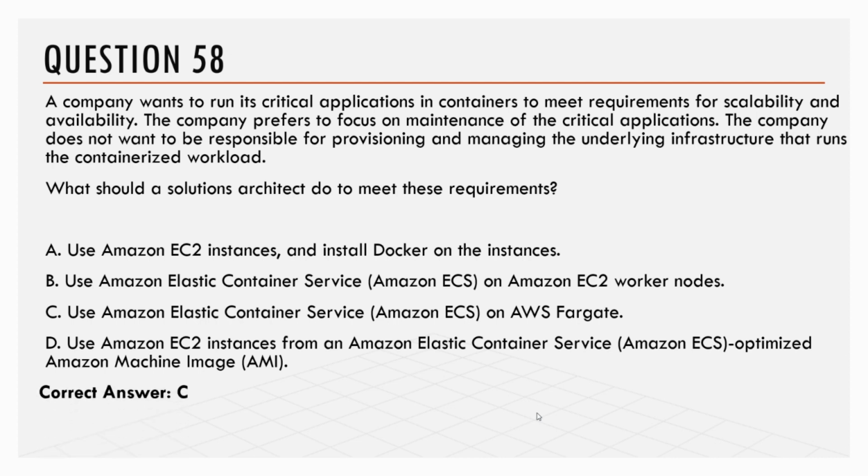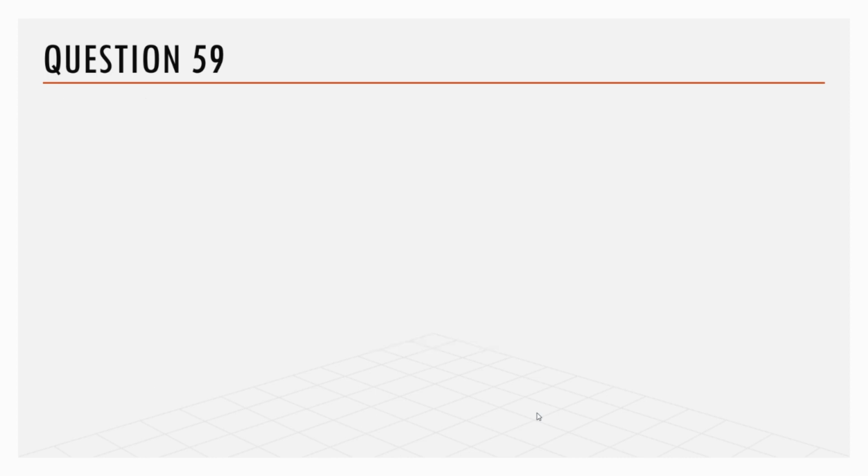Now let's look into the correct option. And the correct option is option C. Use Amazon Elastic Container Service, Amazon ECS on AWS Fargate. Now let's look into the next question.